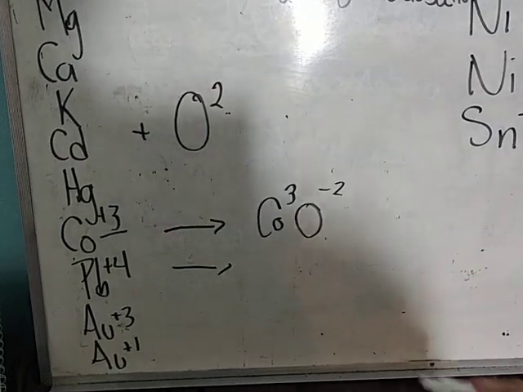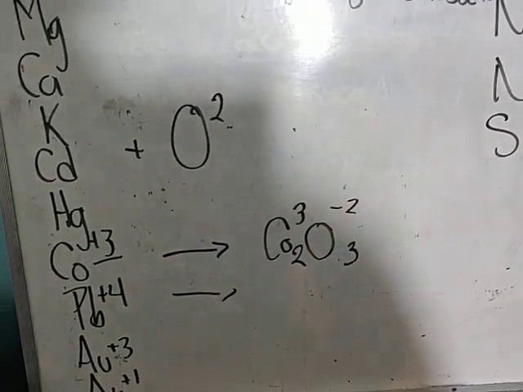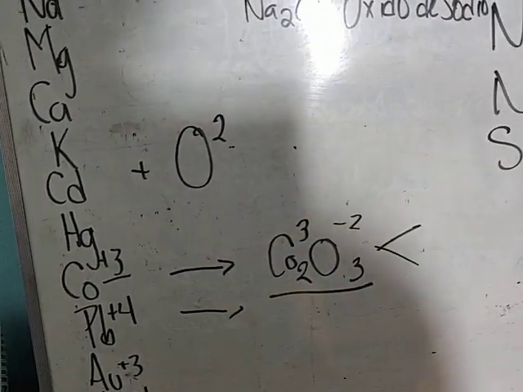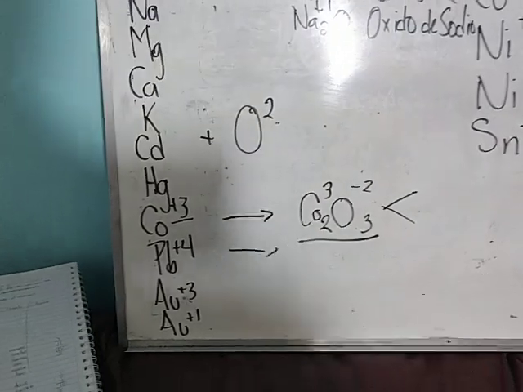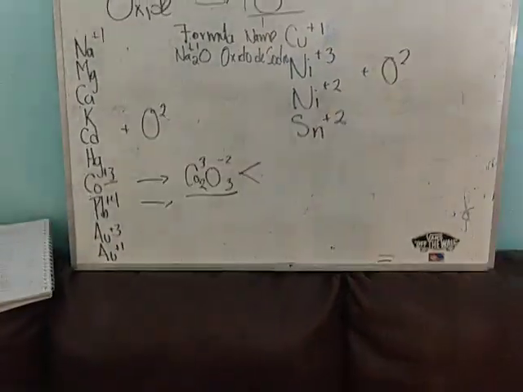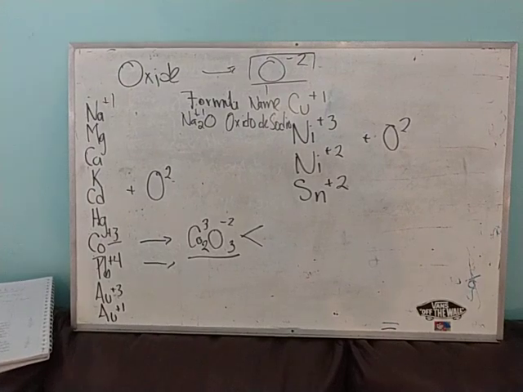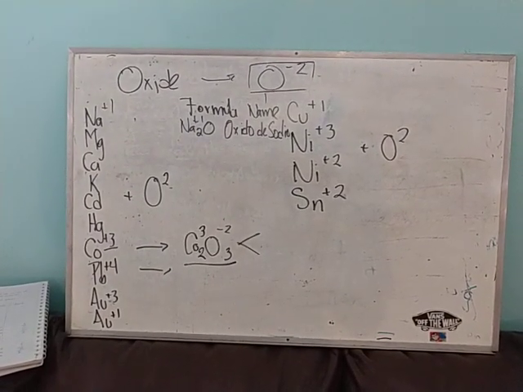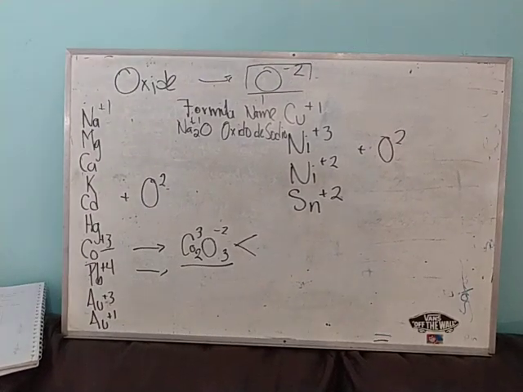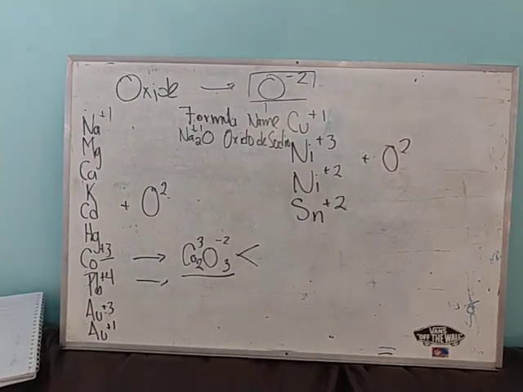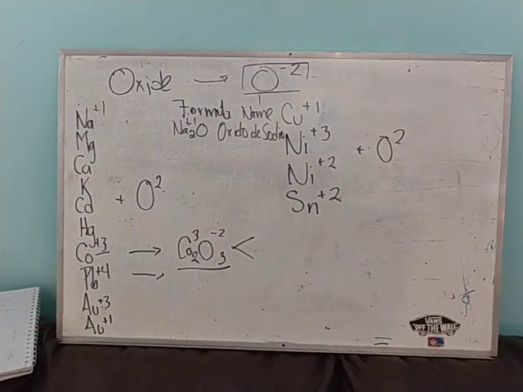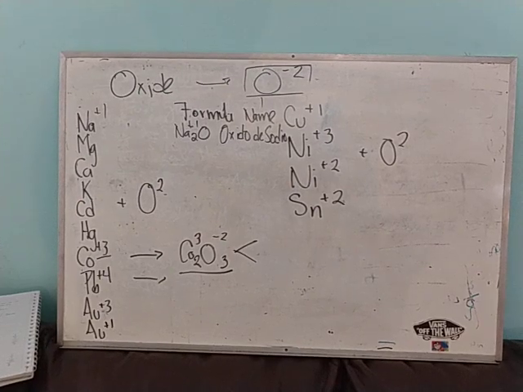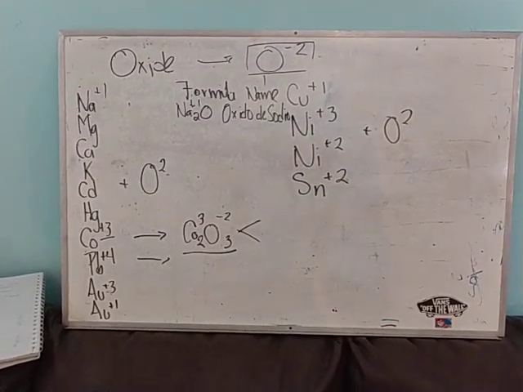So what do I have to do? First I have to balance it. And in that case, it's now perfectly balanced. This component can be named in 2 forms. That's the thing that I want you to do: you're going to name the components. If you can, you're going to name it in both ways. If not, only one way. Remember, one is the stock, which is the one that uses Roman numbers, and the other is the traditional, which uses -ico and -oso. Okay? That's the first exercise.